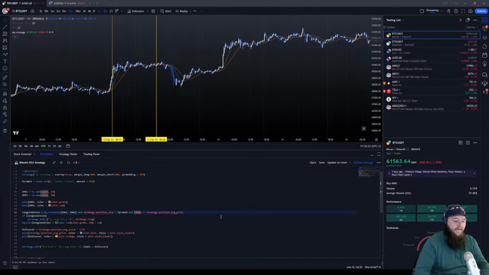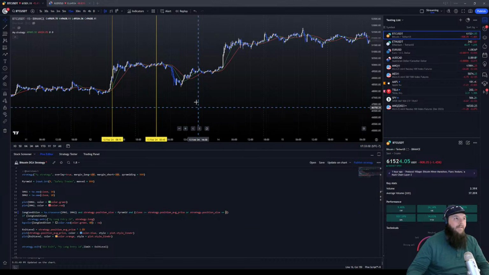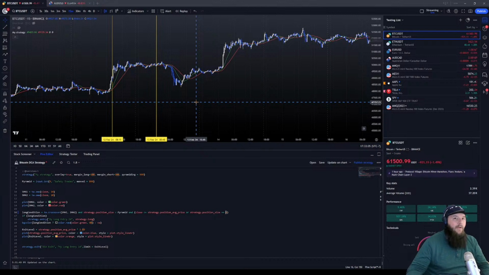So let's do this. We're going to give it some parentheses, and we're going to throw in some more logic in here. So when the close is less than or equal to strategy.position_avg_price, or we're going to say when we're not in a position at all. And we say that by strategy.position_size is equal to 0. Equal to 0 means there is no position currently open. You are flat, you are level, you are even at 0. You have no positive trades, you have no negative trades, you have 0 trades.